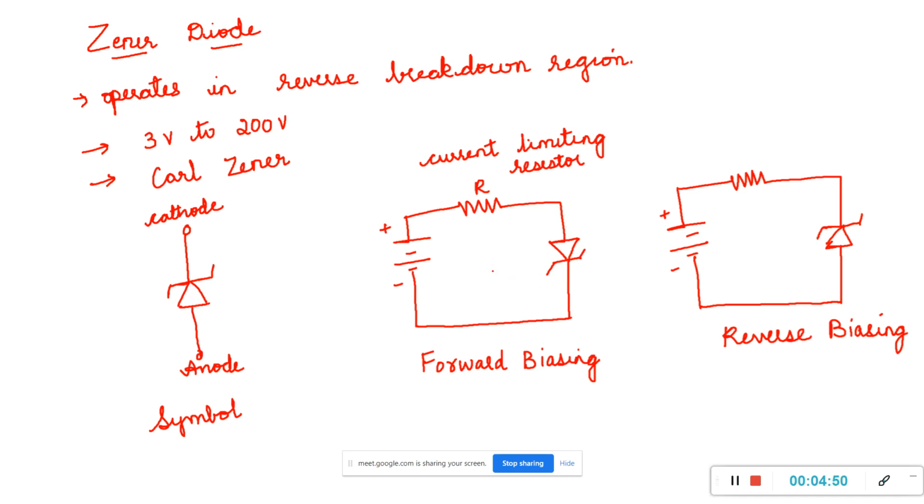Biasing means connecting an external DC voltage to the device. Here the positive terminal of the battery is connected to the N type and the negative terminal is connected to the P type of the Zener diode. Hence it is reverse biasing. So this shows the symbol of the Zener diode, and the DC voltage is applied to the Zener diode so that it makes it forward biased, and also the battery is connected to the Zener diode in the opposite direction, hence it makes it a reverse biased diode.